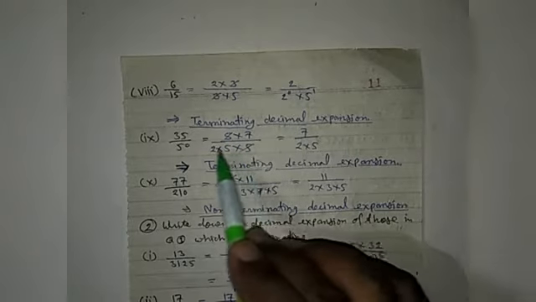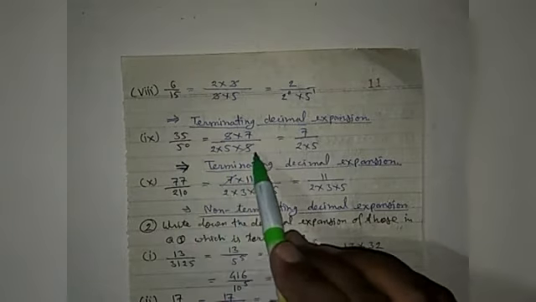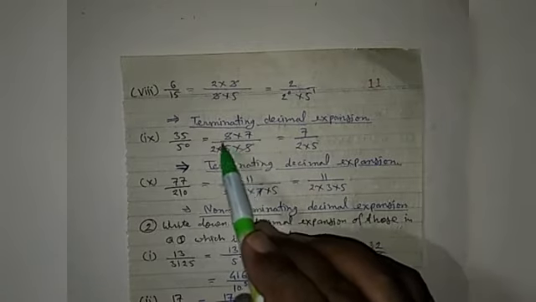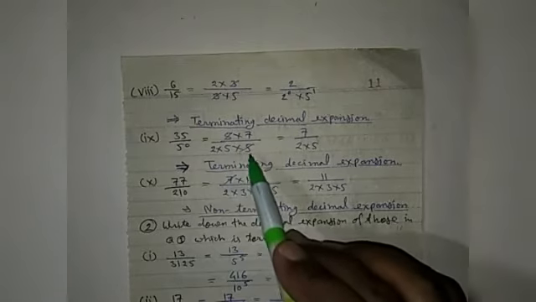In 9th part, 35 upon 50. On factorization, it will give numerator 5 into 7 and denominator will give 2 into 5 into 5. So here 5 is cancelled out from numerator and denominator and it will give 7 upon 2 into 5. So here also the denominator is in the form of 2 power m, 5 power n. So it is also a terminating decimal expansion.